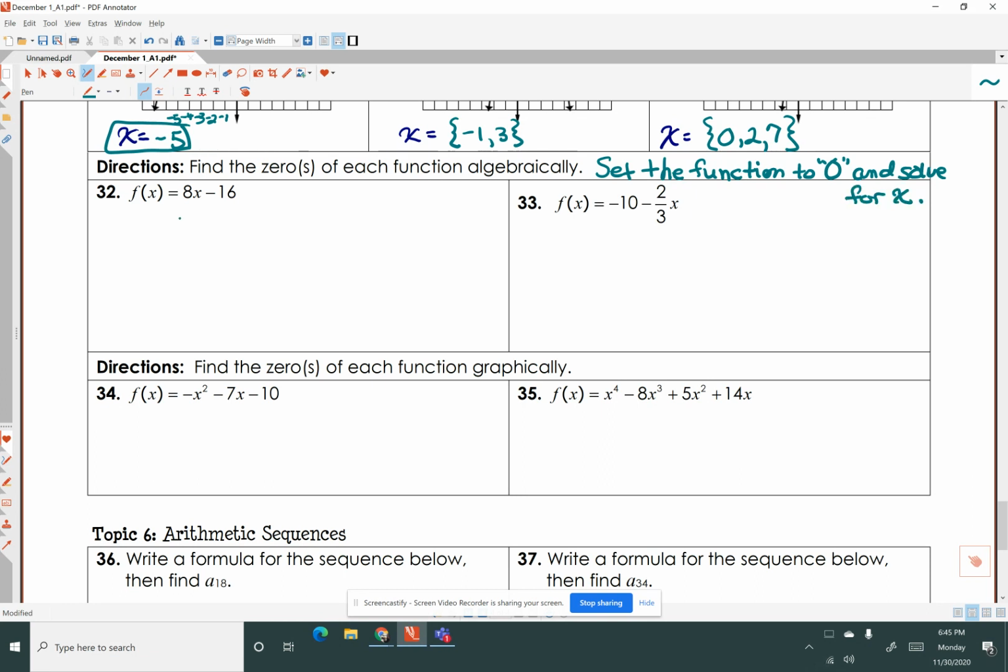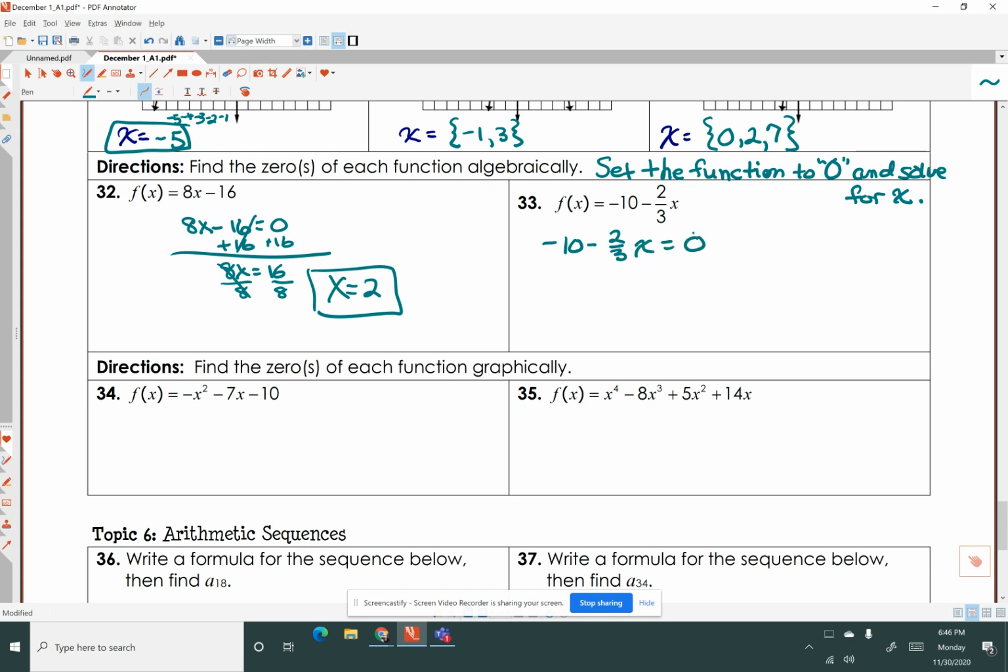Okay, so 8x minus 16 equals 0. Add 16 to both sides of the equation. 8x equals 16. Divide both sides by 8, and x equals 2. And now f of x equals negative 10 minus 2/3 x. We set that equal to 0. Negative 10 minus 2/3 x equals 0. Then we add 10 to both sides.